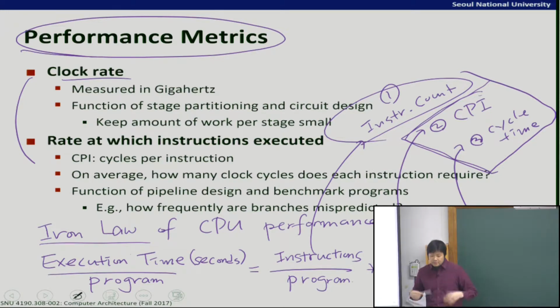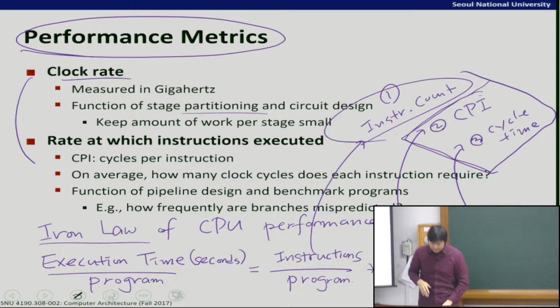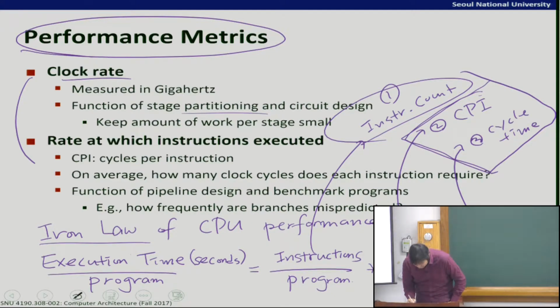Generally, clock rate is measured in gigahertz, and desktop processors and servers are running in the 3 to 4 gigahertz range today. In mobile processors, we have around a 2 gigahertz range, right? That's a typical and popular design point. This is a function of stage partitioning and circuit design: how you design the circuit, and how fine-grained your pipeline stages are. If you have more pipeline stages, then it's likely that you have shorter cycle time, right? Because now you do less work per stage. So you can have more stages, but a single stage does less work, so you can have a higher clock rate, or shorter cycle time.